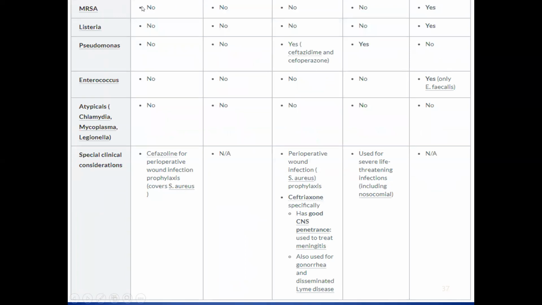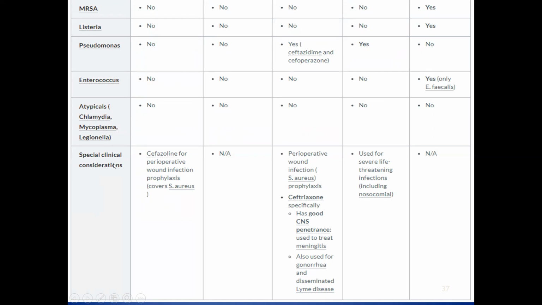Fifth generation cephalosporins act against methicillin-resistant Staphylococcus aureus. Then Listeria is covered by fifth generation cephalosporins. For Pseudomonas, third generation ceftazidime and fourth generation cephalosporins work. For Enterococcus, only the fifth generation cephalosporins can work against it, and only against Enterococcus faecalis. None of them work against the atypicals, such as chlamydia, mycoplasma, or legionella.